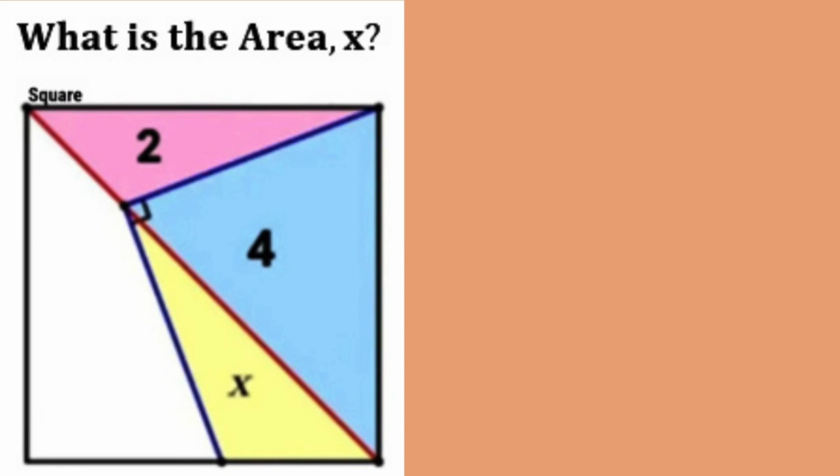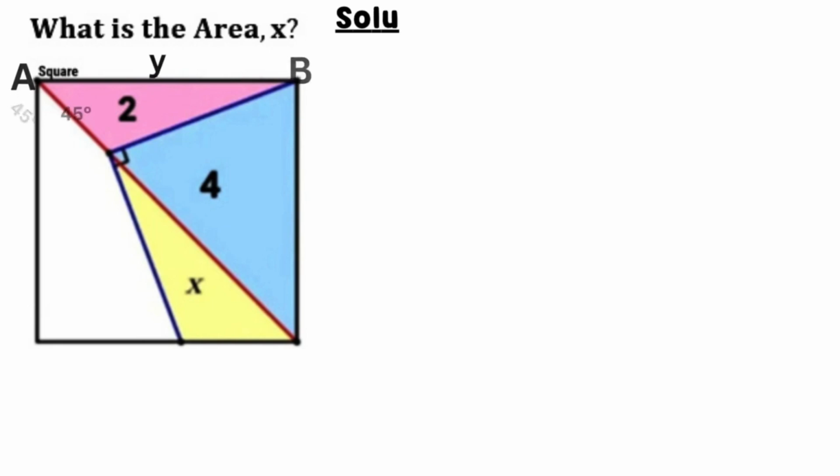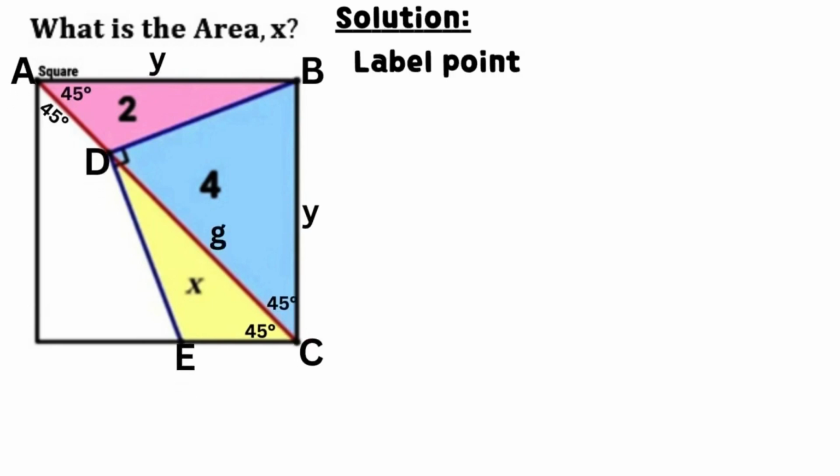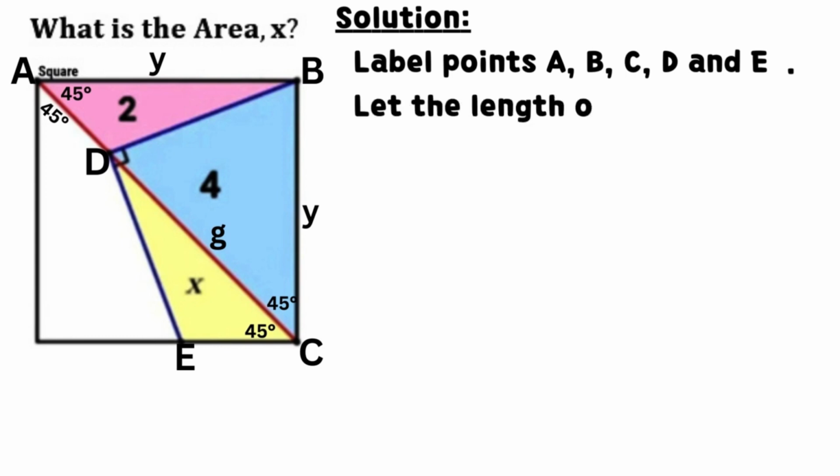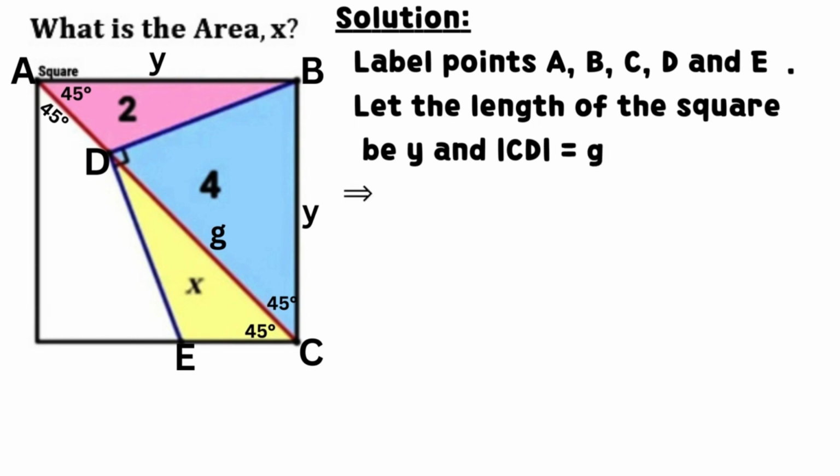What is the area of yellow region, X? Label points A, B, C, D, and E. Let the length of the square BY and line CD equal G.